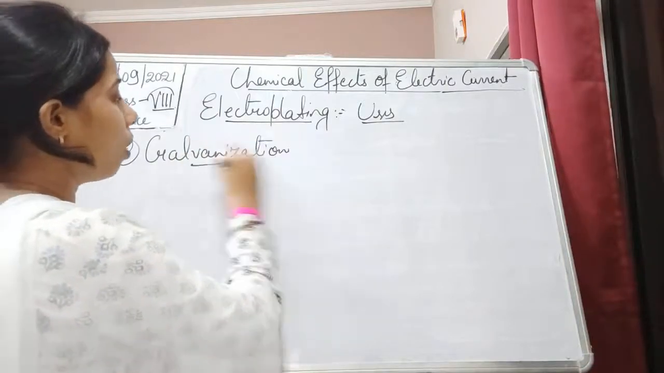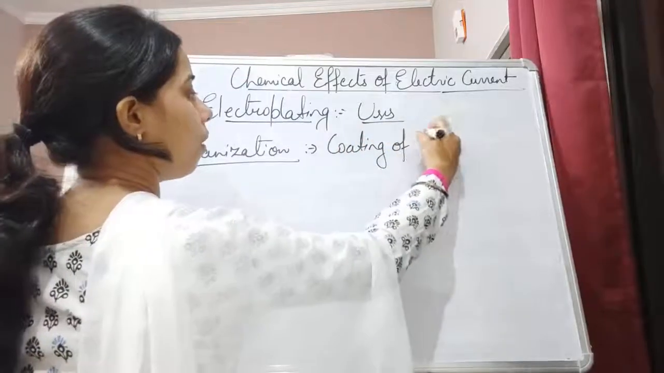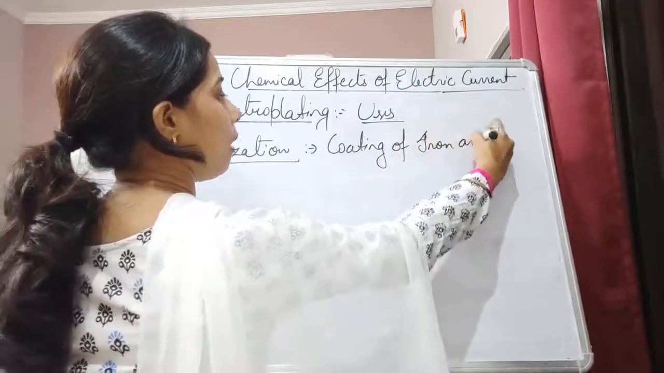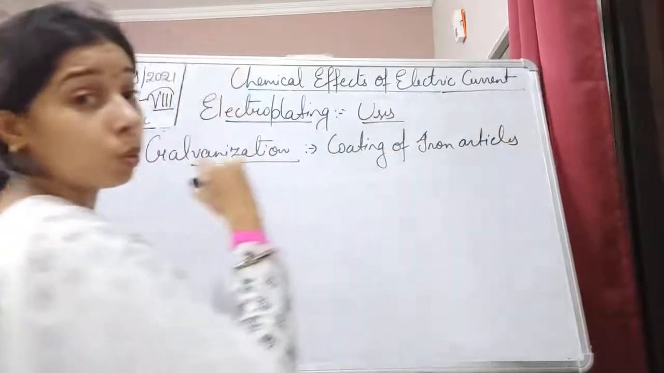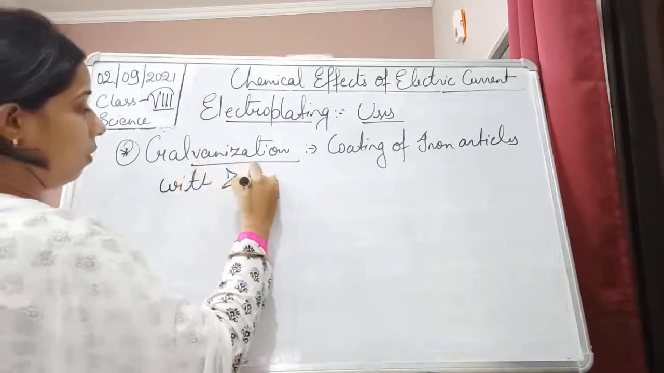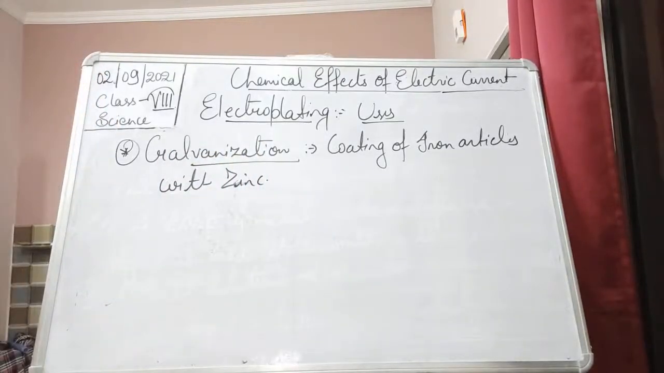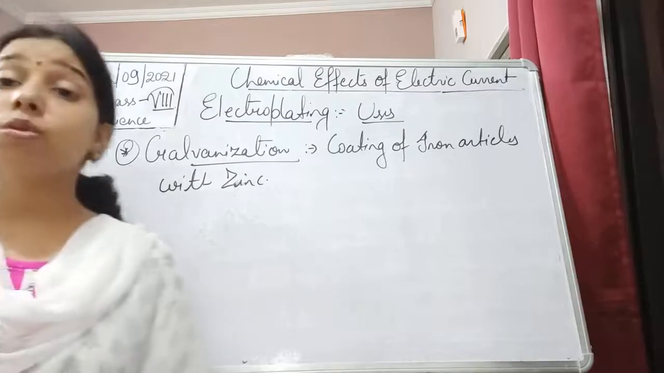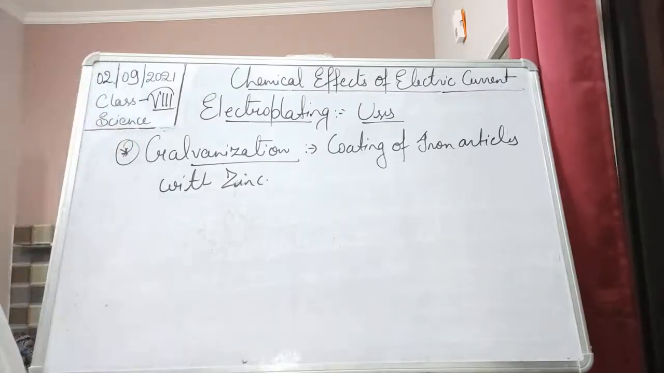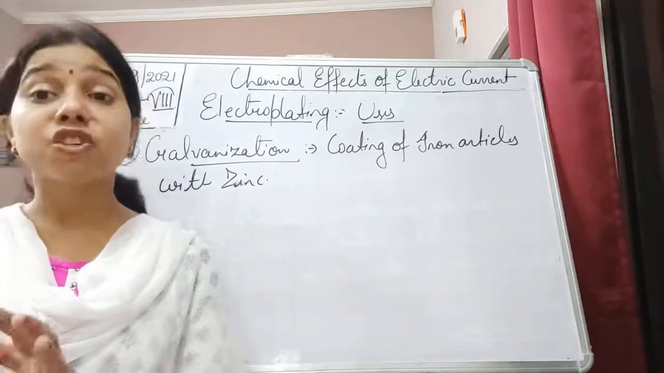Coating of iron articles with zinc. Then the next one is bathroom fittings, and even car wheels are coated with chromium. The reason is that chromium is expensive, but it gives a very shiny appearance.